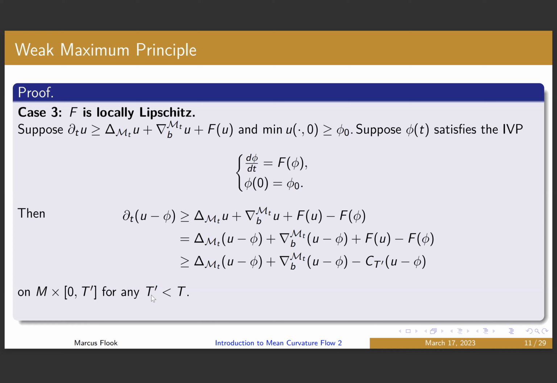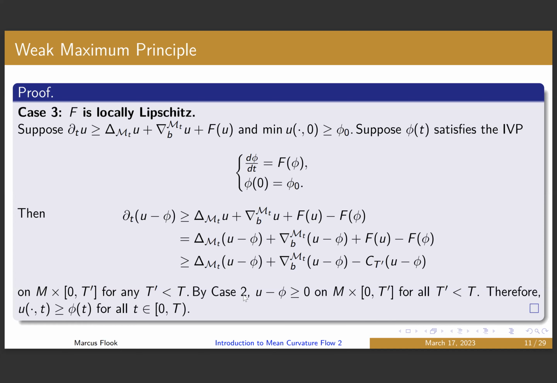Now this holds for any t prime less than t. So by case 2, we can say that u minus phi is greater than or equal to 0 on this compact time interval for all t prime less than t. So therefore, we get this really nice result that u at any point at time t has to be greater than or equal to phi of t for all t where the solution exists. And then we're done.